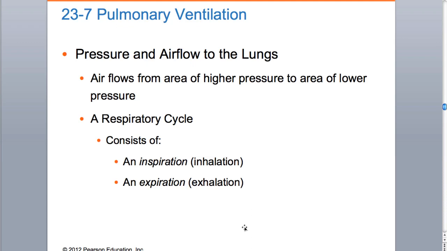Then we have the respiratory cycle. Inhaling, exhaling. What do you think really allows us to inhale or exhale? Boyle's law. Pressure, volume difference.